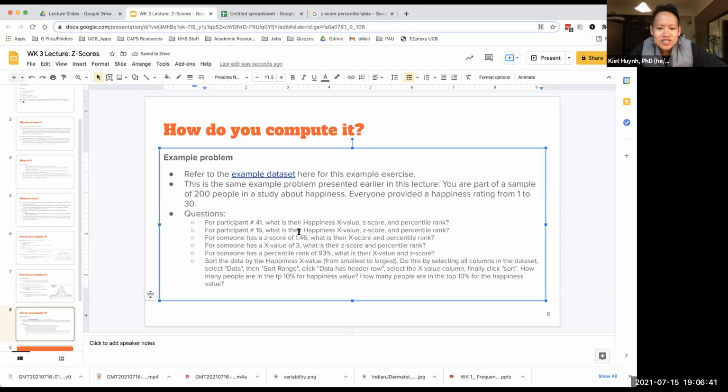For participant number 16, what is the happiness value, z-score, and percentile rank? For someone who has a z-score of 1.46, what is the x-score and percentile rank? For someone who has an x value of 3, what is the z-score and percentile rank? For someone who has a percentile rank of 93%, what is the x value and z-score? The last one is a sorting exercise, which we'll do in just a moment. Okay, so let's click on this and work through the exercise together.